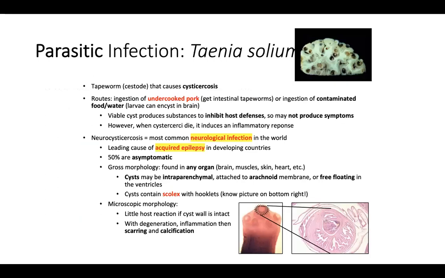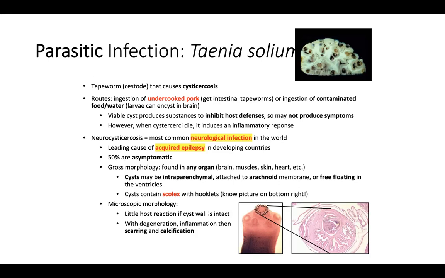Taenia solium. I almost bet this will be a question. It is ingestion of undercooked pork. It's a tapeworm causing cysticercosis. Anyways, it causes neurocysticercosis, which is a neurological infection, and it is the leading cause of epilepsy in developing countries. It is not the leading cause of epilepsy in the United States. It is the leading cause of epilepsy in the world, in other countries that are developing, not us.